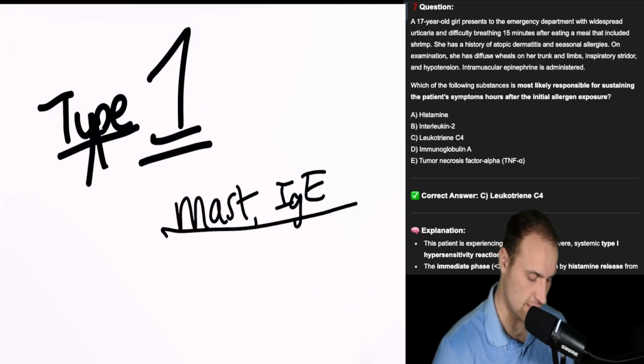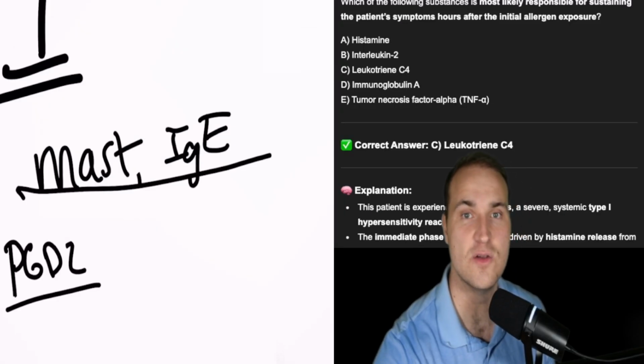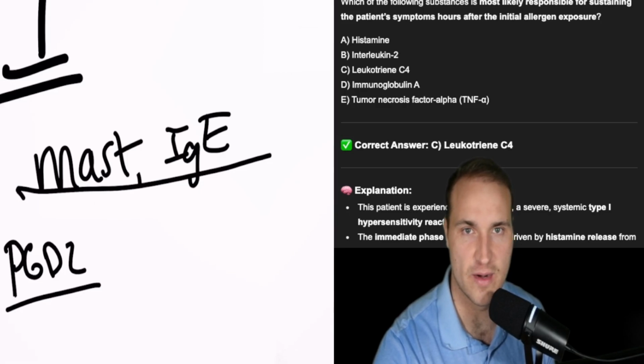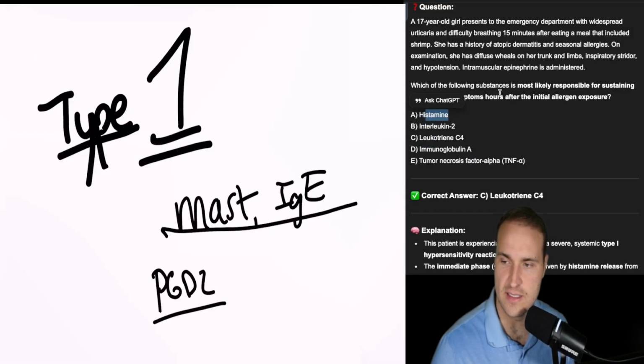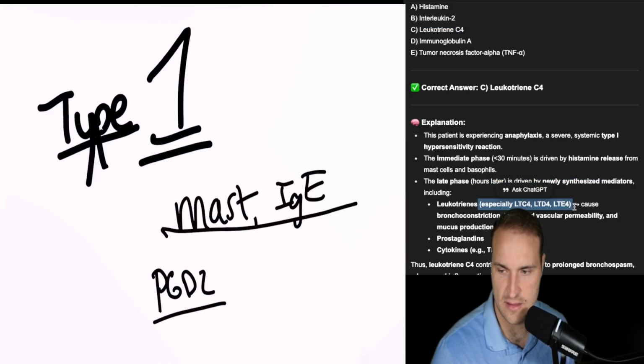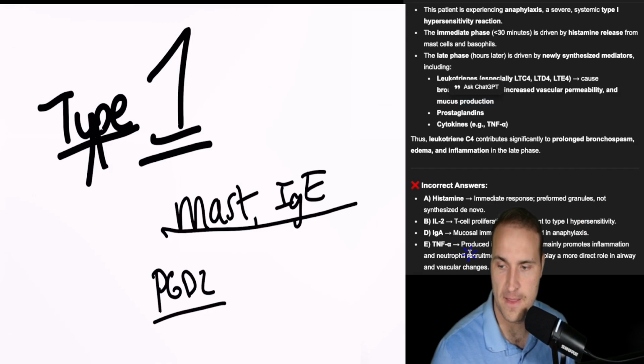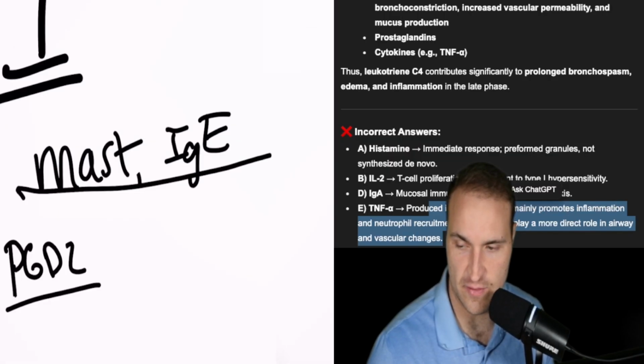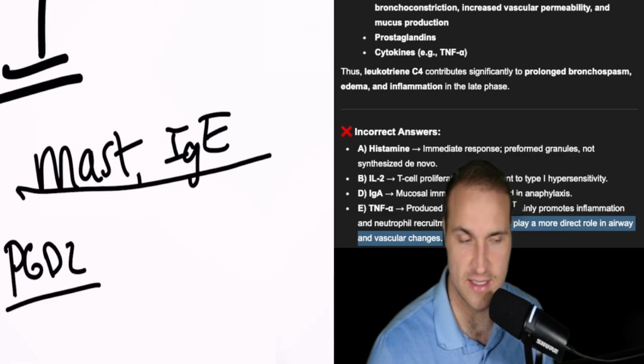And so prostaglandins, especially PGD2, are synthesized de novo from arachidonic acid through the COX pathway of the mast cells. And so looking at our answer choices, hours after would not be the histamine, or the T cells for interleukin, or immunoglobulin A, or TNF alpha. It would be the leukotrienes. It's the late phase. So these guys cause bronchoconstriction, increased vascular permeability, and mucus production as well. Not TNF alpha. That's produced in the late phase, but mainly promotes inflammation and neutrophil recruitment. Leukotrienes are more direct in the vascular changes.